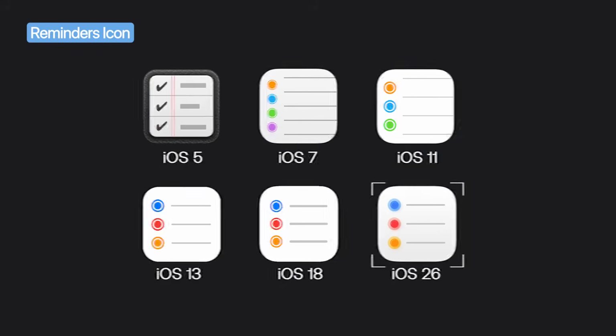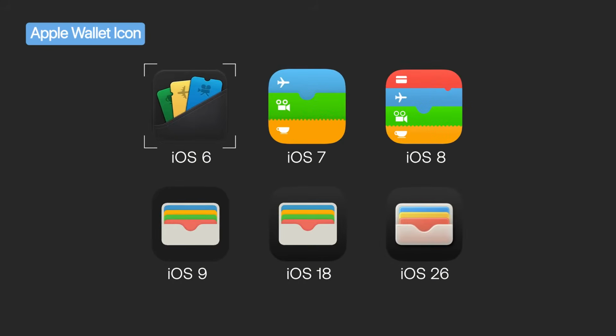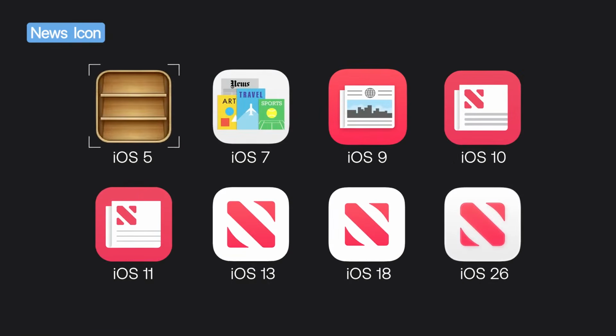Much better now. Apple Wallet was introduced on iOS 6 and showed a pocket with various tickets. iOS 7 arranged the tickets horizontally, and starting with iOS 9, Apple added a wallet, which today is slightly transparent. iOS 5 also introduced the News app, a wooden bookshelf. iOS 7 showed more magazines, and starting with iOS 9, everything gradually simplified until today.